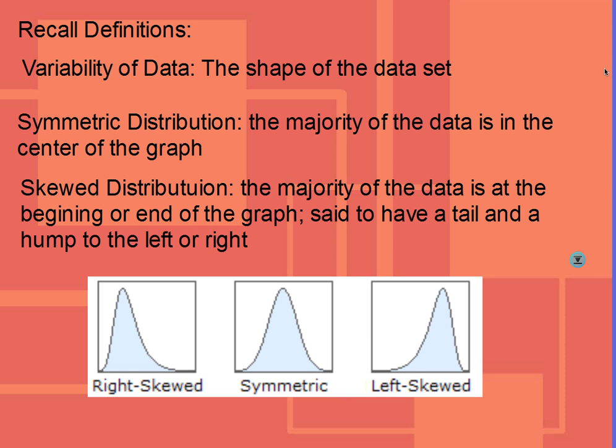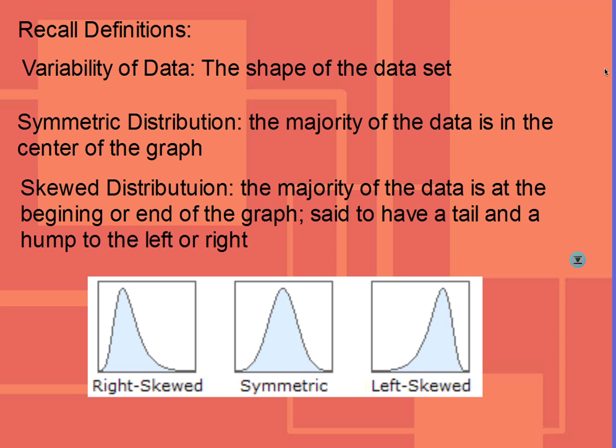Page 2. At the bottom of page 2, I want you to draw the 3 diagrams that represent a right skewed, a symmetrical, and a left skewed distribution of data. So copy these 3 pictures onto page 2 of your module book.